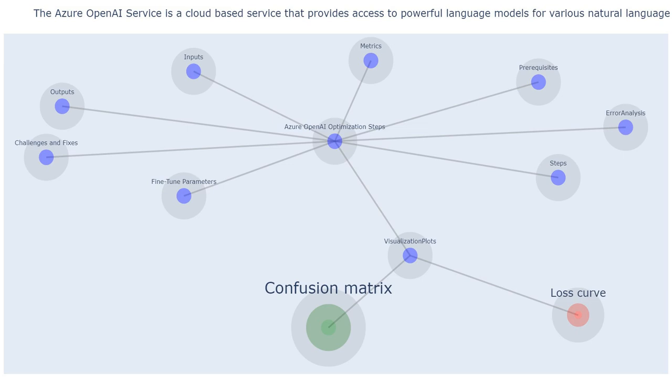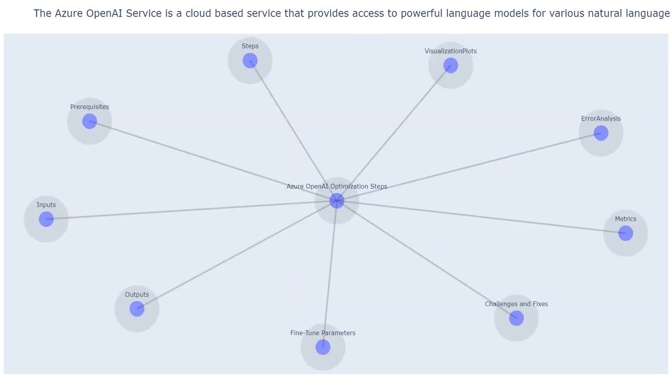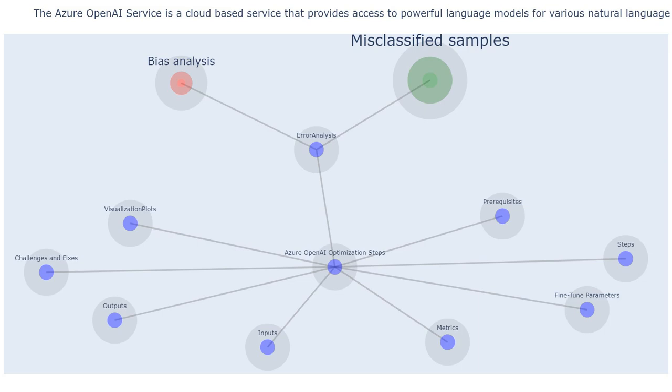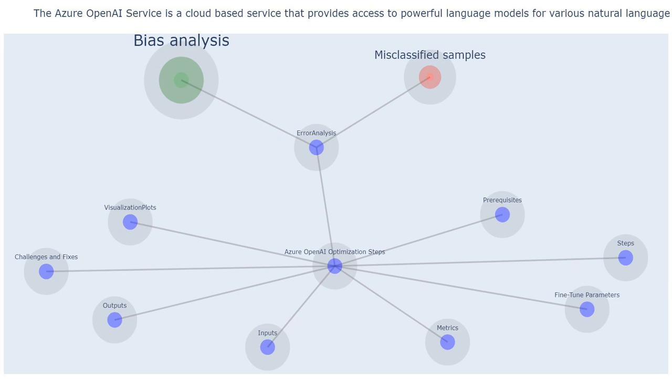Confusion matrix is a table that summarizes the model's performance by showing the number of true positives, true negatives, false positives, and false negatives. It helps to visualize the model's classification accuracy and identify potential biases. Error analysis. Misclassified samples are the examples that the model incorrectly classified. Analyzing these samples can help to identify patterns in the model's errors and suggest improvements to the model or the dataset. Bias analysis involves examining the model's predictions to identify any systematic biases that may be present.